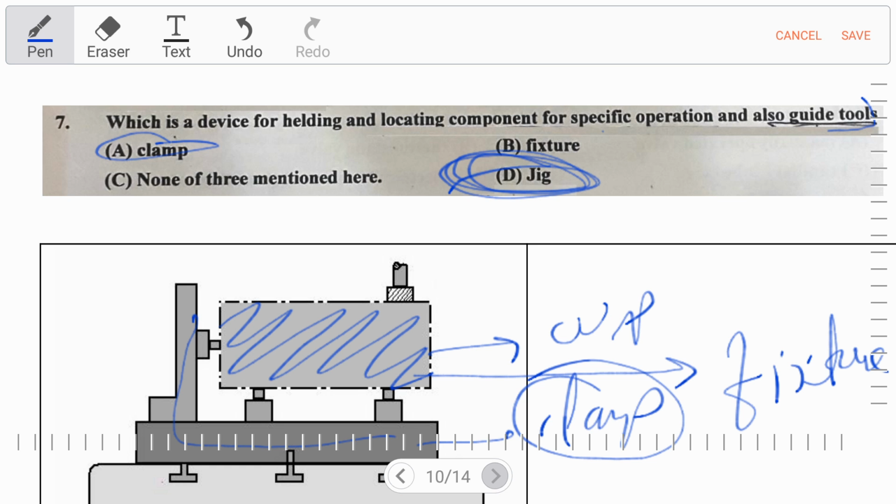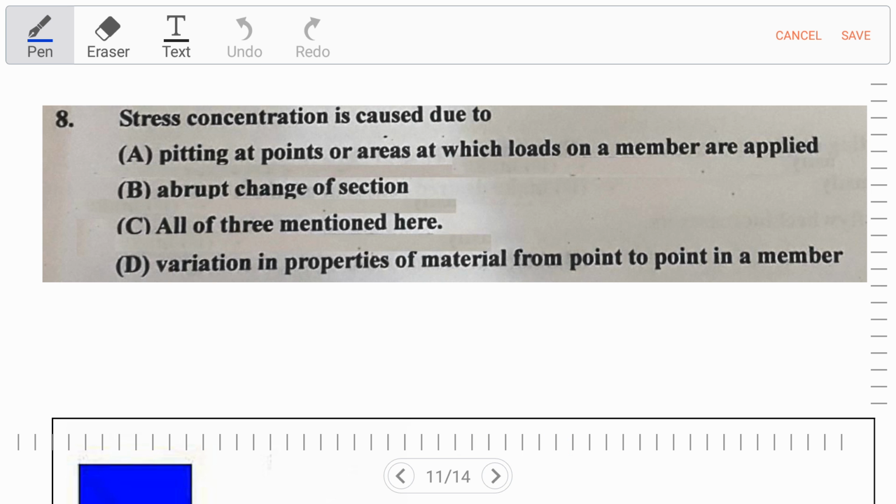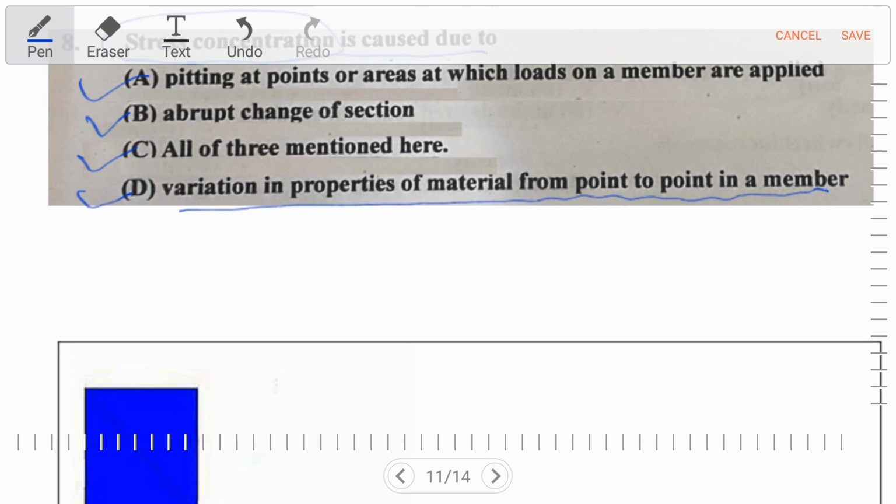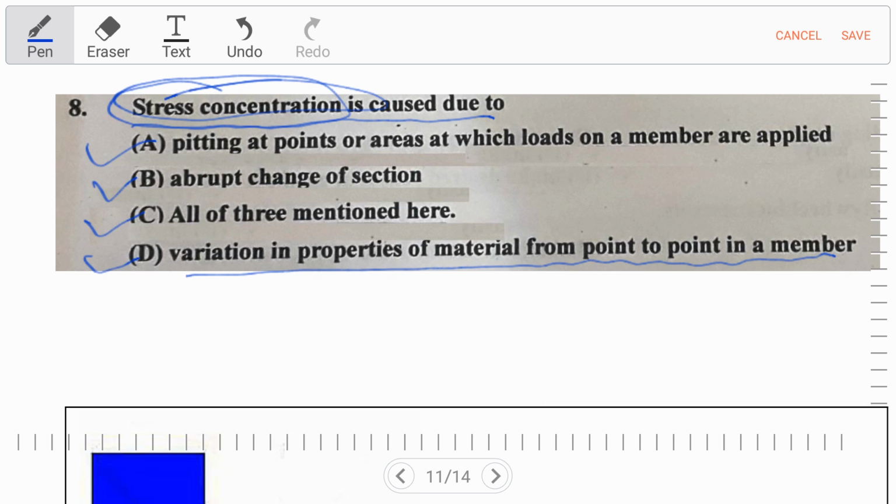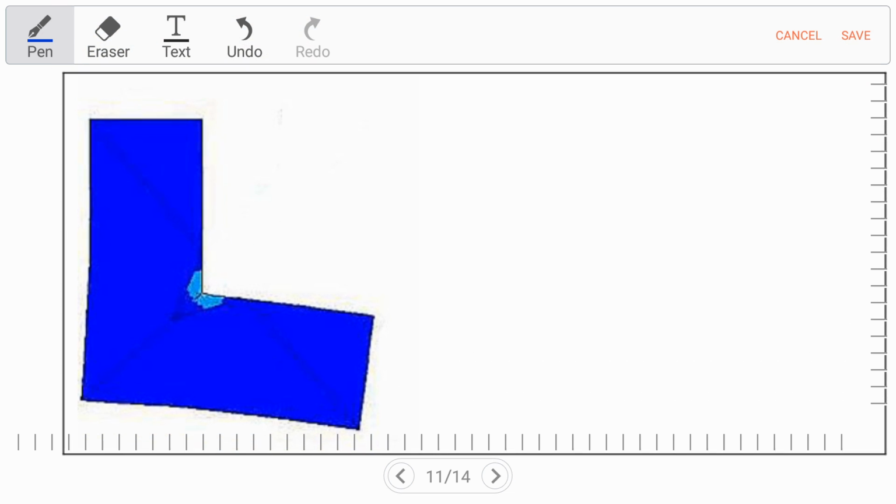Okay, now let's go to the next question. Stress concentration is caused due to: option A, pitting at a point or area at which loads on a member are applied. Next, B, abrupt change of section. Option C, all of the three mentioned here. And option D, variation in property of material from point to point in a member. To explain the meaning of stress concentration, let's see one example.